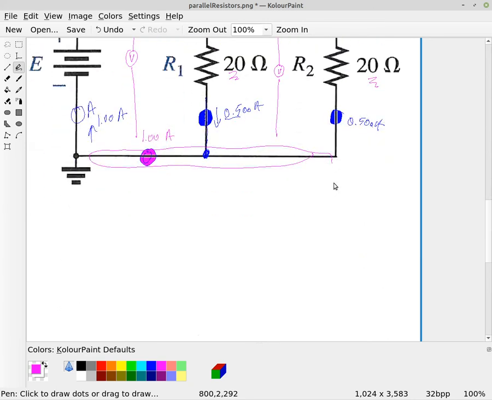So the actual equation for that is a reciprocal type of equation. So we have R total for a parallel circuit. Okay, this is for parallel.